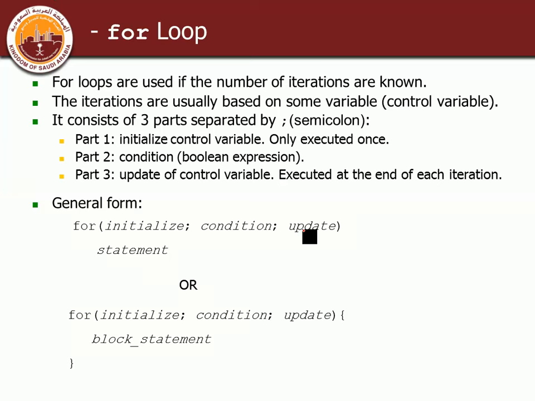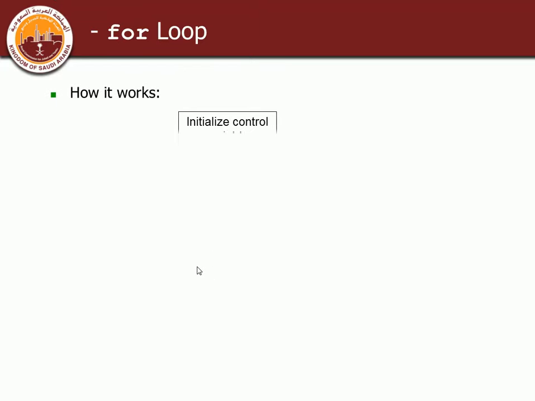So for example, if we'd like to count from 1 to 10, we start from 1, so this is the initialization. The condition should be less than or equal to 10, and then the update, every time, adds 1 to the number. So we start with 1, it becomes 2, becomes 3, and so on. That's the idea. Let's look at an example.